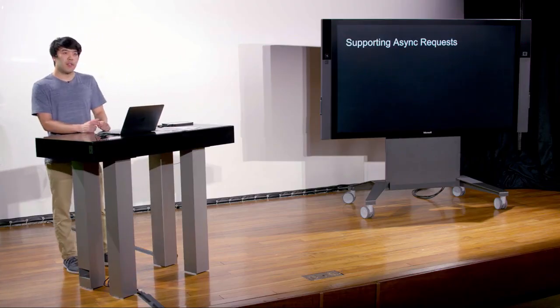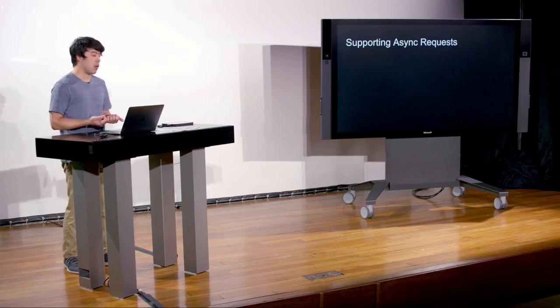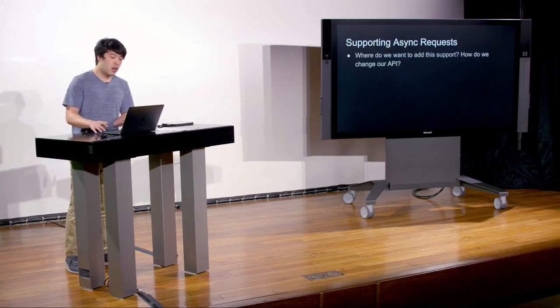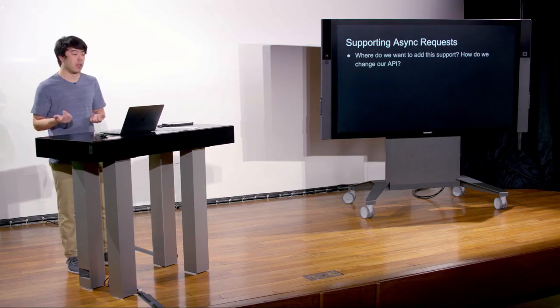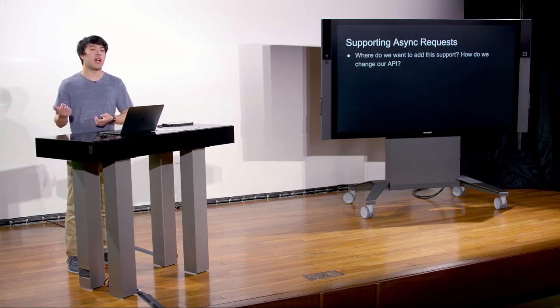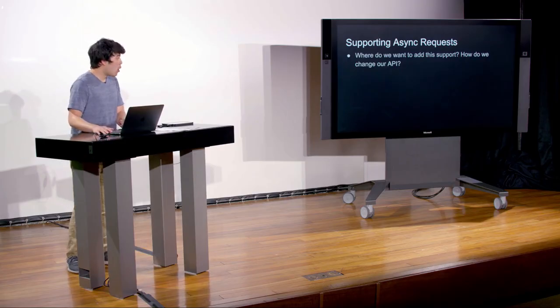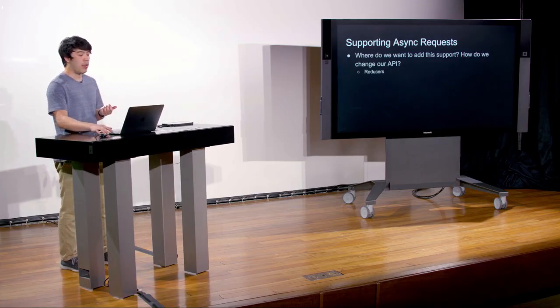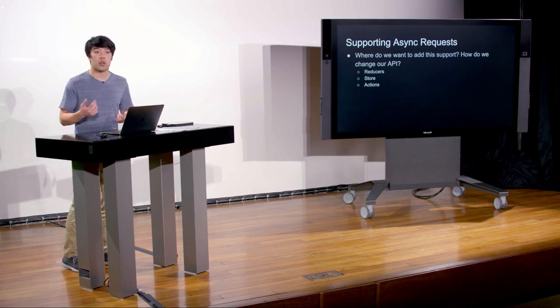So what sort of things might we need to consider when we want to support async requests? Well, first, where do we want to add this support? And how do we change our API so that what is supported can work? Well, where can we do that? So there are three different places: our reducers, our store, and our actions.